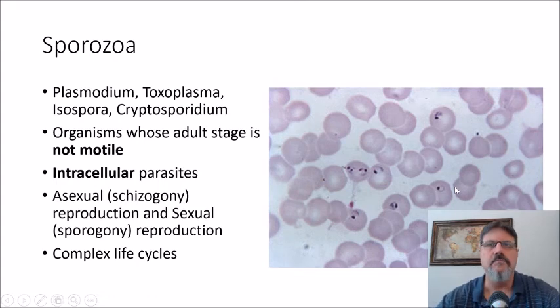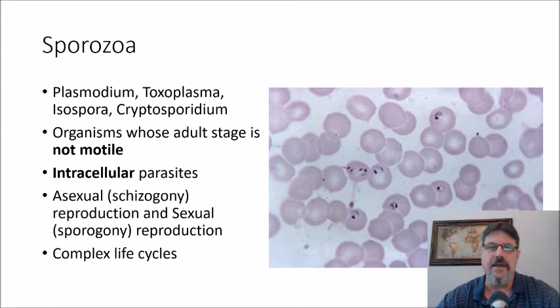Now, the protozoa are broken down generally into the amoeba, the flagellates, the ciliates, and the sporozoa. And the parasite that causes malaria is a sporozoa. And the sporozoa include Plasmodium, which is the genera that causes malaria, but it also includes other ones such as Toxoplasma, Isospora, Cryptosporidium, and others.